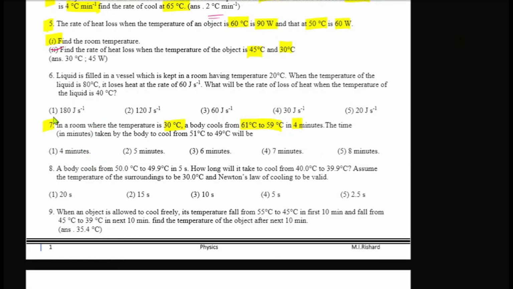I'll do a similar question as the seventh one, so that you'll be pretty confident about what you've done. So let us discuss the eighth one. It's also a similar question. If you see, it says a body cools from 50 to 49.9 in 5 seconds. How long will it take for the same body to cool from 40 to 39.9? Assume that the room temperature is 30 degrees Celsius.